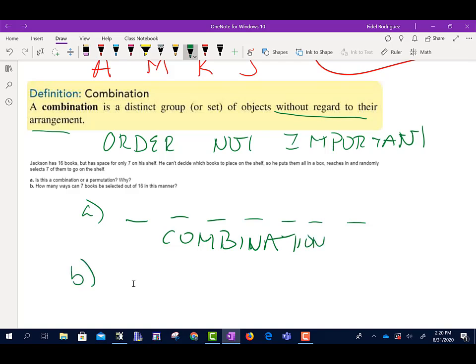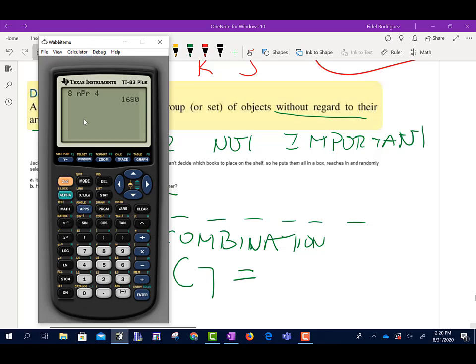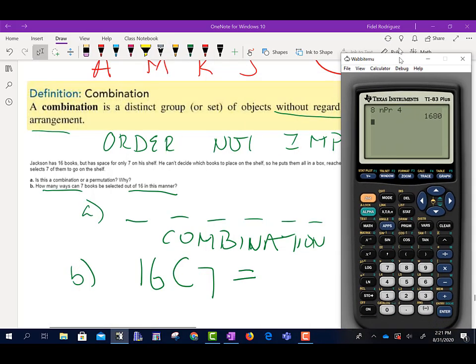Now, part B says, in how many ways can 7 books be selected out of 16? Since this is going to be a combination, there's a formula that's going to look like this: 16 combination 7. Again, I'm going to show you how to do this on my calculator. I'm going to bring it up, and let me just move it over here.